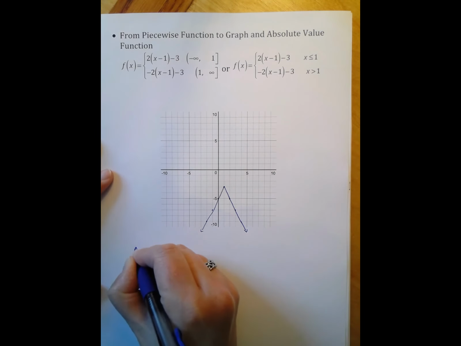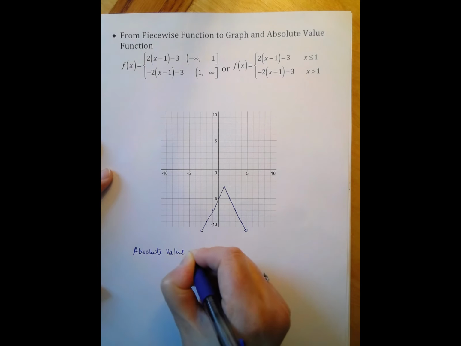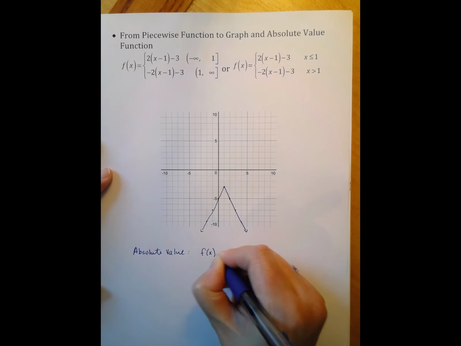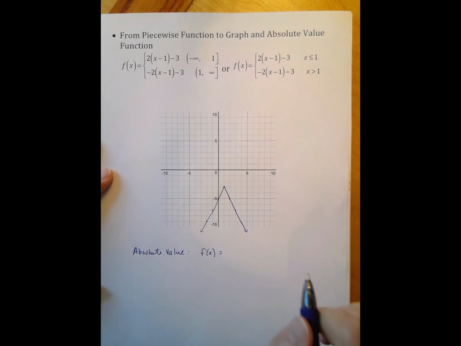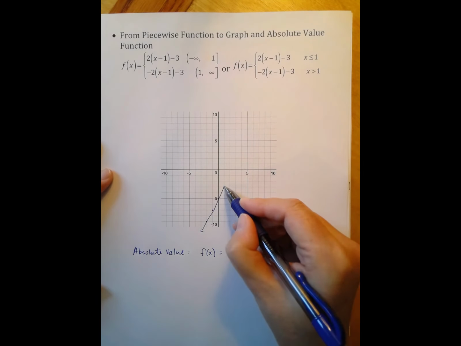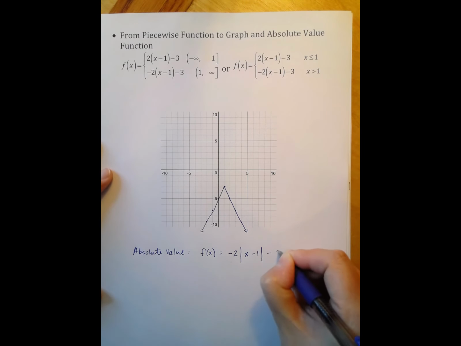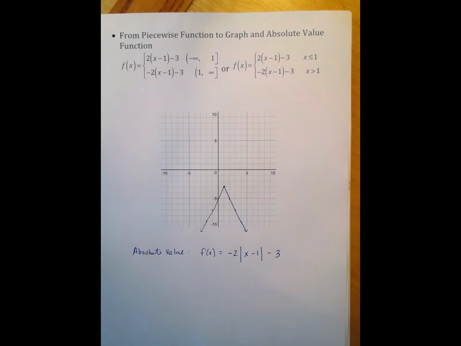So now I have my absolute value function. f of x equals, so the slope is 2, but we know that because this is an absolute value function that faces down, the slope is negative. My vertex here is at 1, -3, so that's x minus 1, minus 3. And there's my absolute value function.